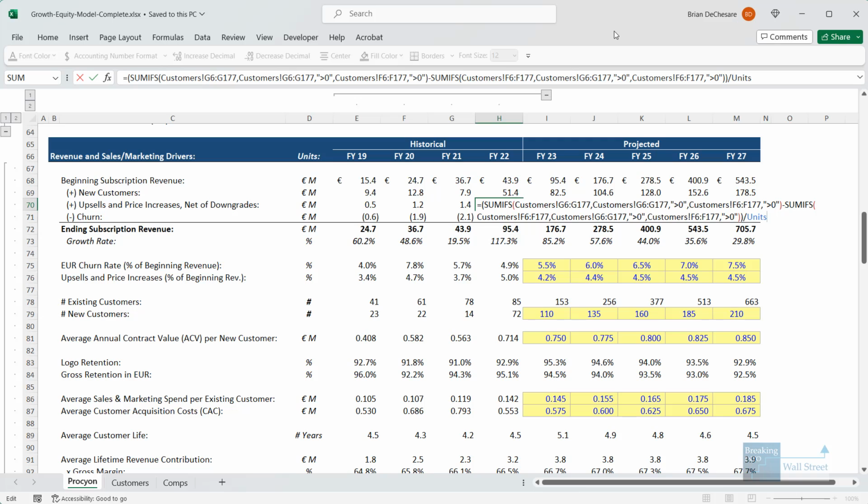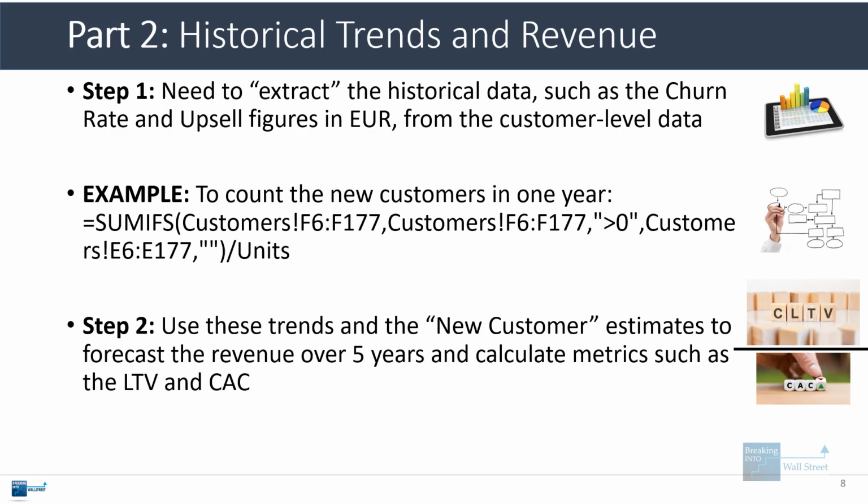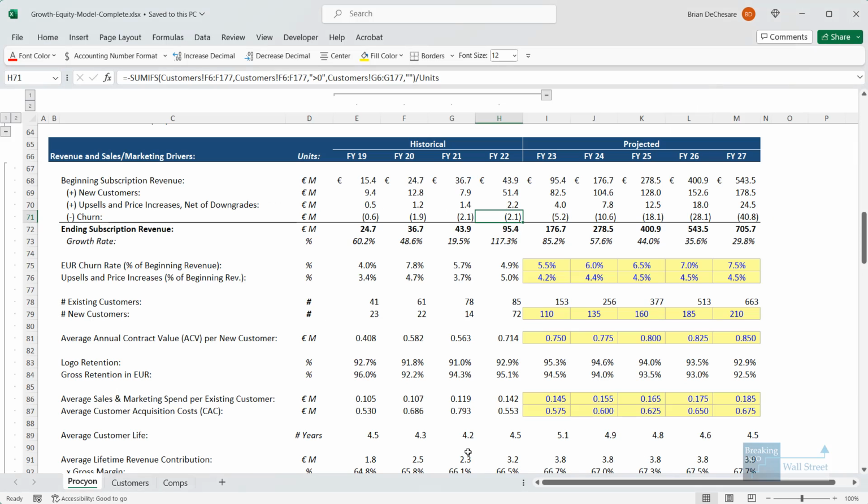Some are a little bit more complicated, like the upsell and price increase one. Some are fairly simple, like the churn one. We just look for customers that existed in the previous period that don't exist in this period. Once we have that, we can use these trends and some of the new customer estimates to forecast revenue over 5 years and calculate some common SaaS metrics like the lifetime value and the customer acquisition costs.